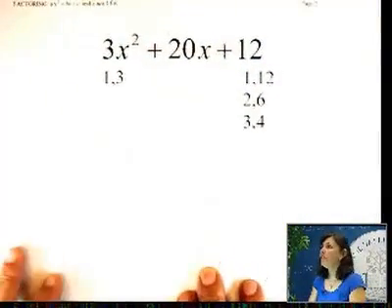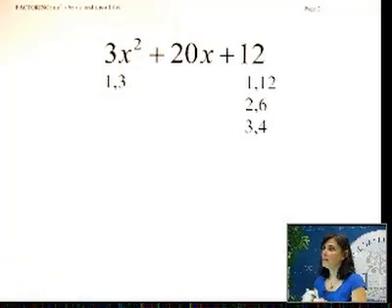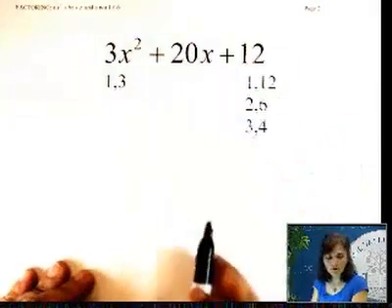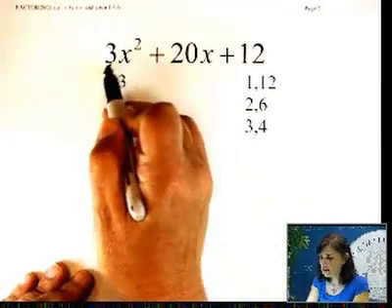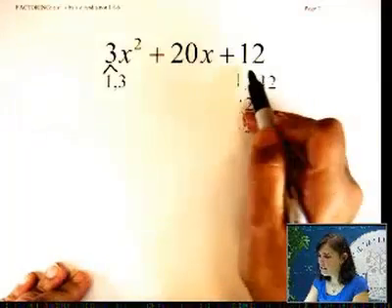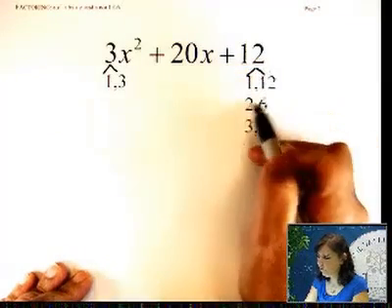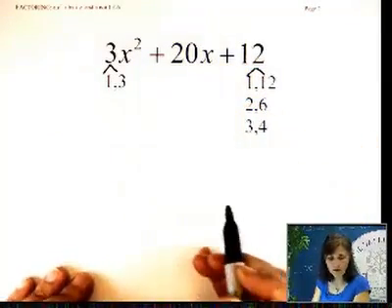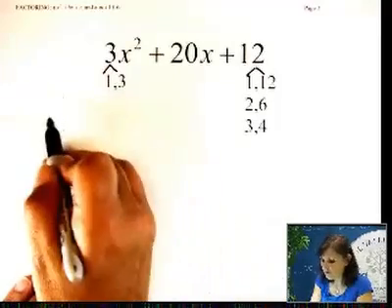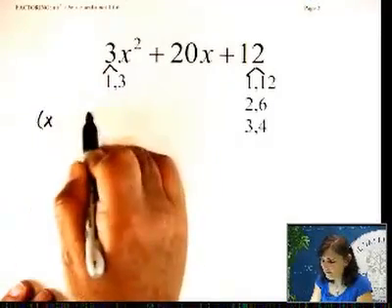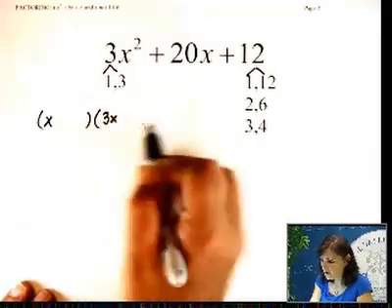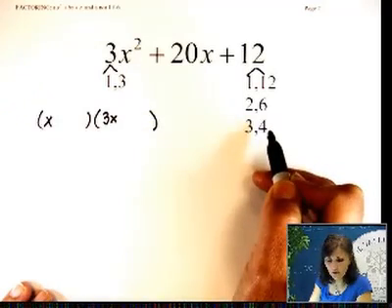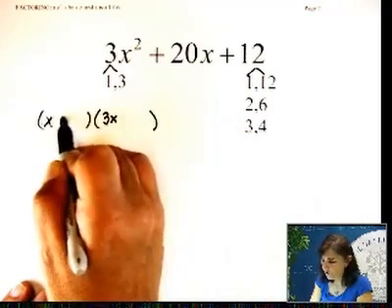Let's do another one. 3x squared plus 20x plus 12. That one has a lot more choices. The 3 is 1 and 3, that's pretty obvious. This one can be 1 and 12, 2 and 6, or 3 and 4. I don't know which one I'm going to do, so I'm going to do 1 and 3. Let's try x and 3x. And let's try 3 and 4.